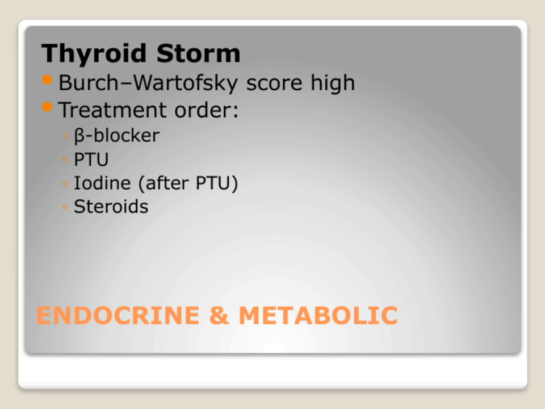First, we start with a beta blocker to control the adrenergic symptoms like rapid heart rate and tremors. Next, we administer PTU, or propylthiouracil, because it helps block new thyroid hormone synthesis. After giving PTU, we add iodine, but it's important to do this only after PTU because iodine can actually fuel hormone production if given first.